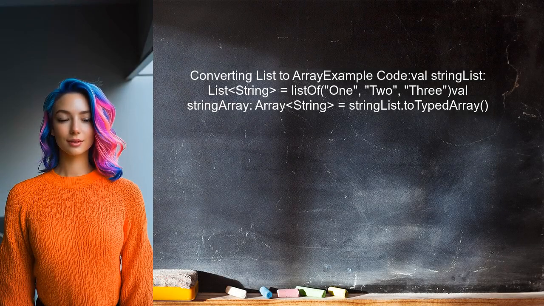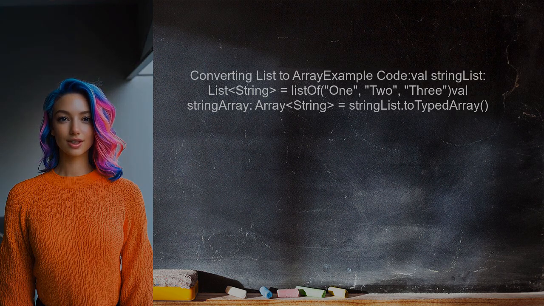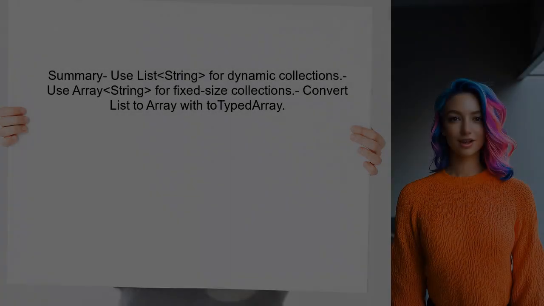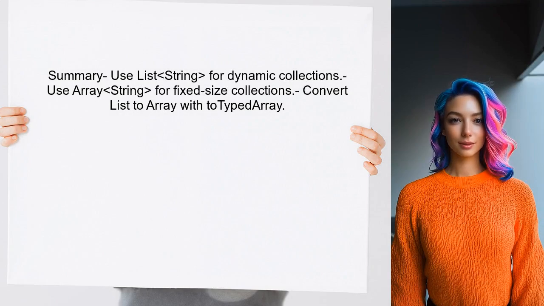Additionally, the user can convert a list of strings to an array of strings using the toTypedArray function. This is useful when working with APIs that require an array. In summary, the user can use List<String> for a dynamic collection or Array<String> for a fixed size collection in Kotlin, providing flexibility similar to Java's string array.